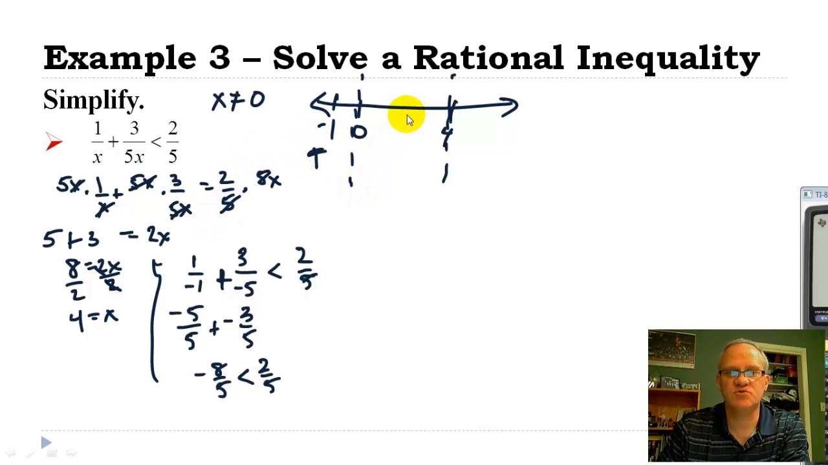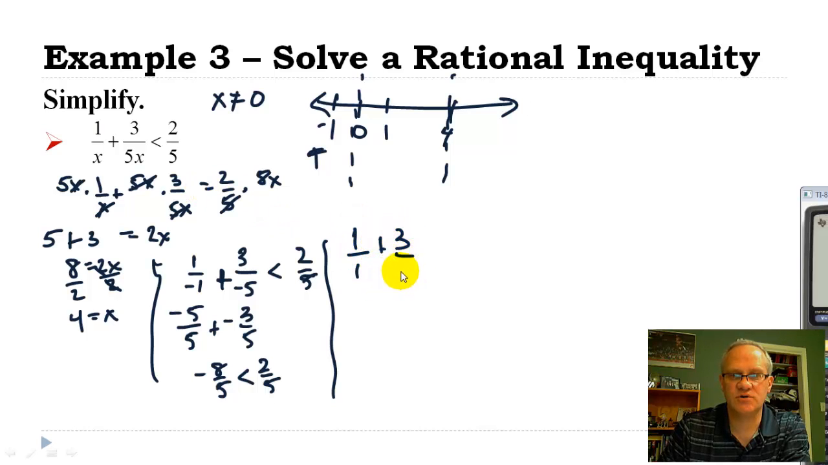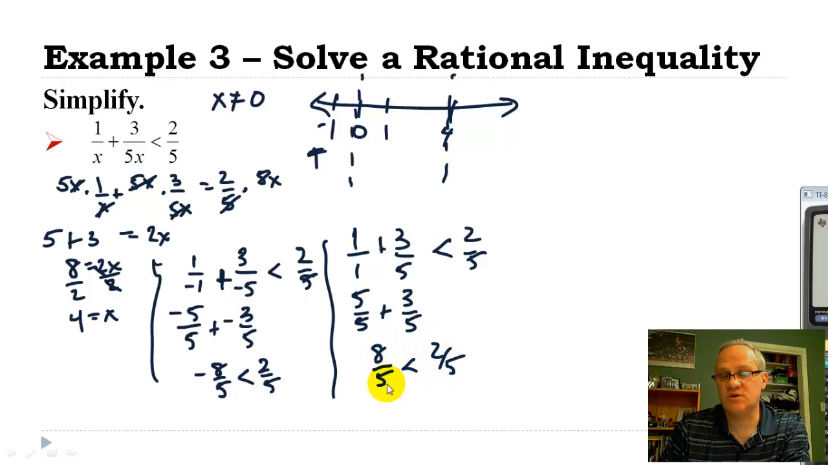All right, let's pick something in between. How about 2, maybe? Or actually, let's try 1. Let's do a positive 1. So this time we've got 1 over 1 plus 3 over 5 times 1, or 3/5, less than 2/5. So this is going to be 5/5 plus 3/5, which is 8/5. Is that less than 2/5? No, that's bigger. That's actually bigger than 1. So that would be false in here.